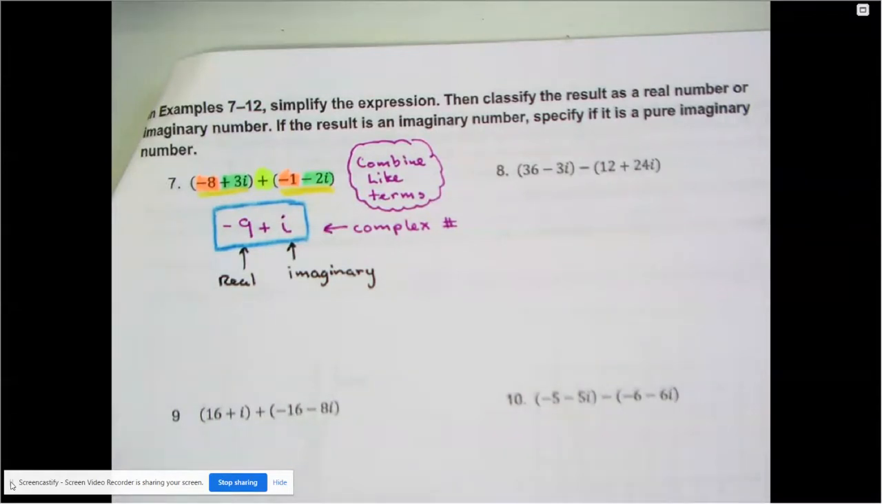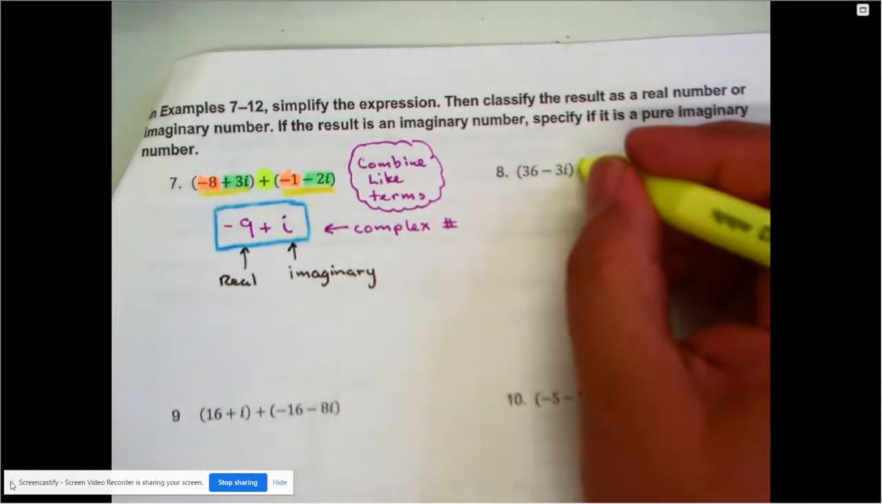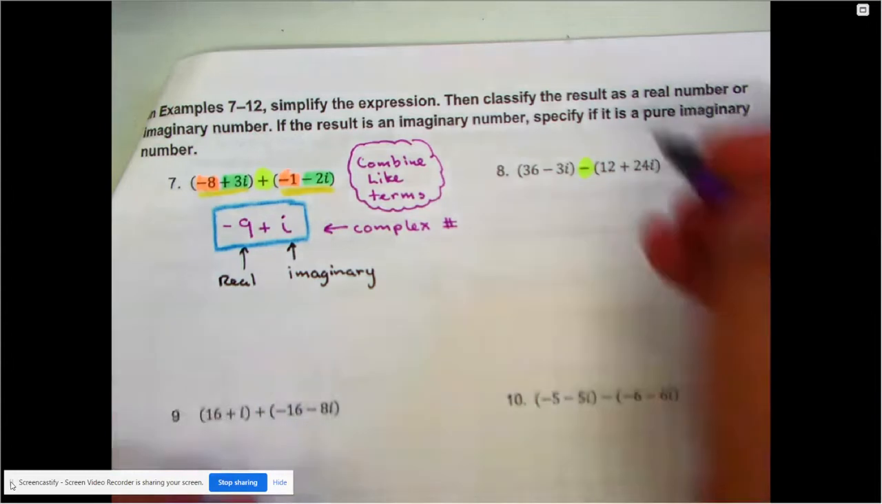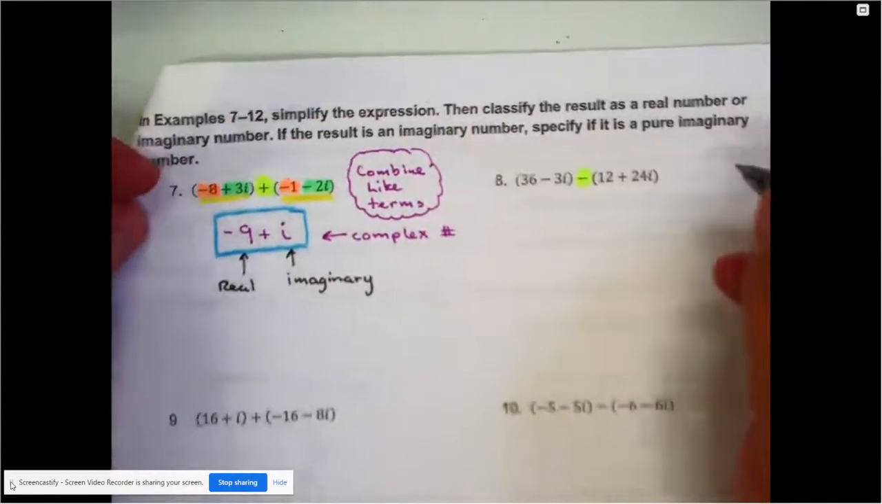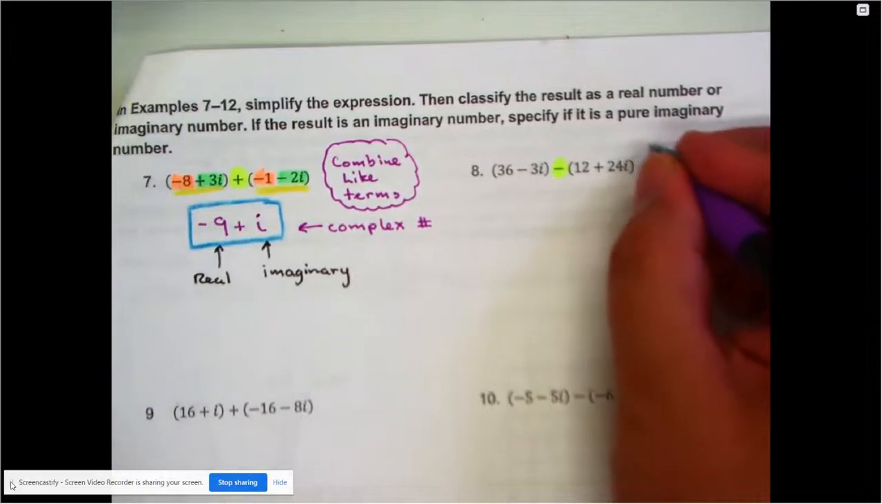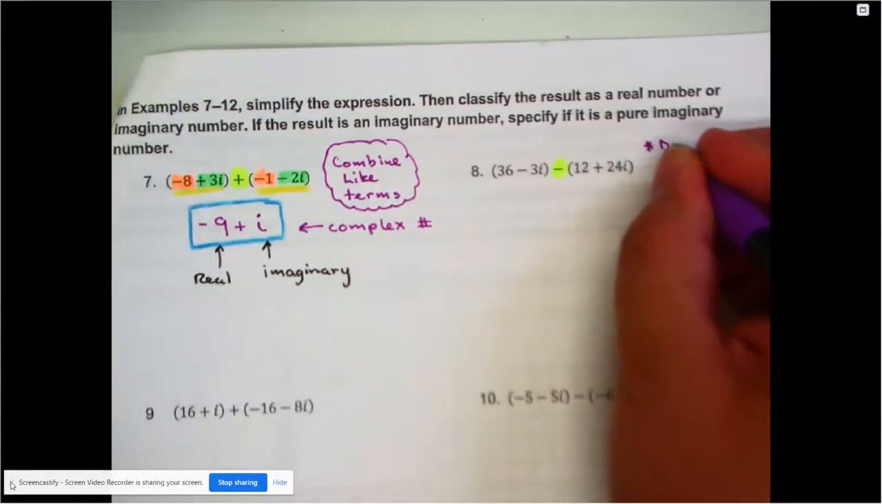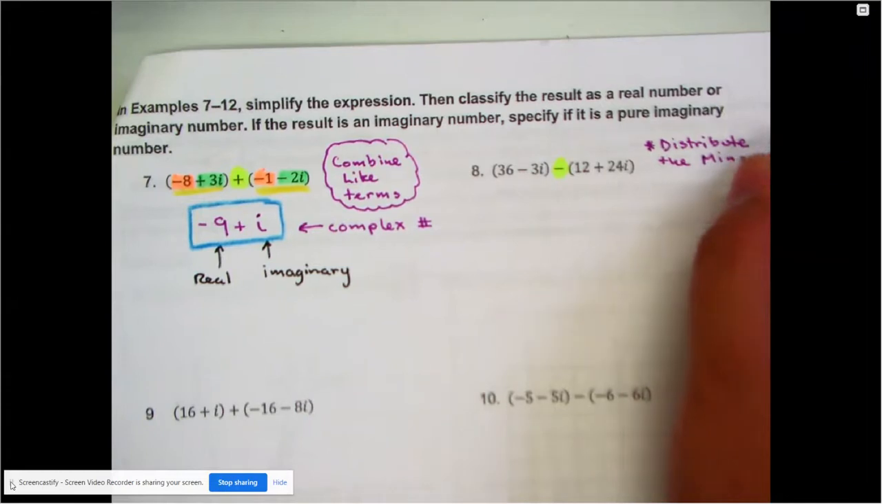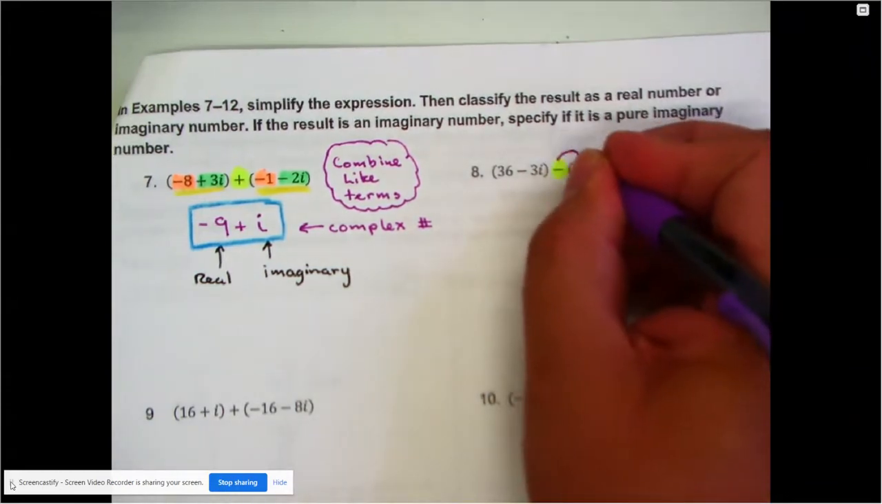Now, when I look at the next one, here's the only thing you have to watch out for. Even when you were in Algebra 1, you had to watch out for those minus signs because the minus sign just meant one thing. So here's the first thing you have to take care of for number 7, and that's the fact that you should distribute the negative, or the minus, we'll say. So that's the first thing you should be doing.